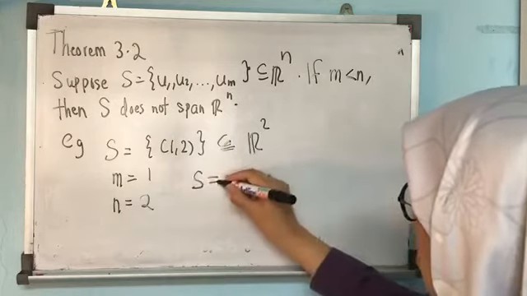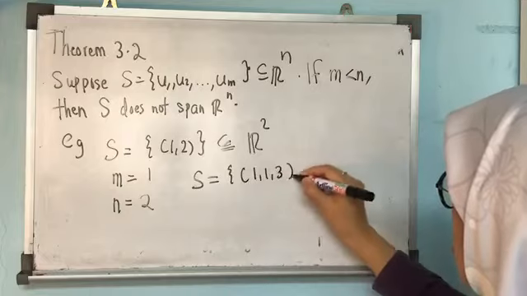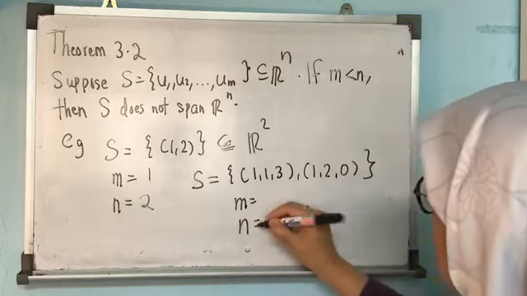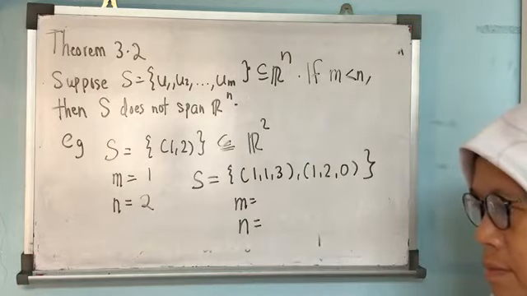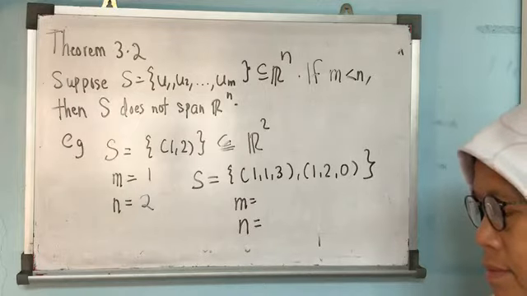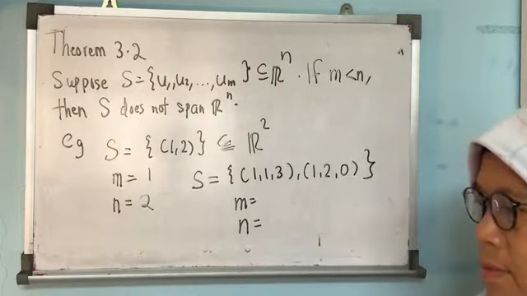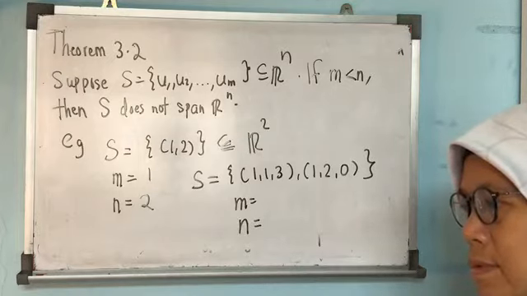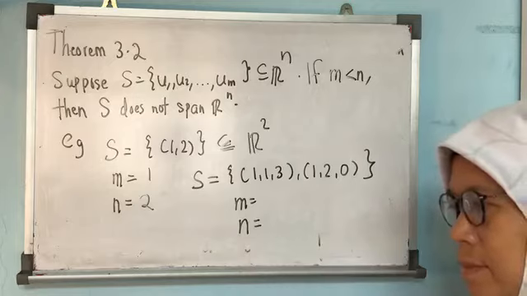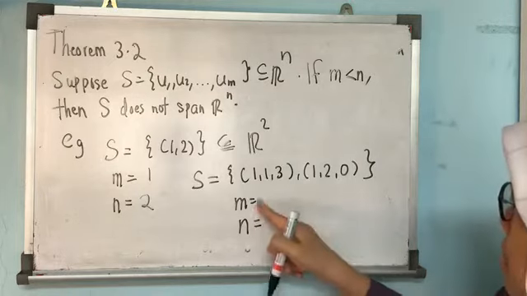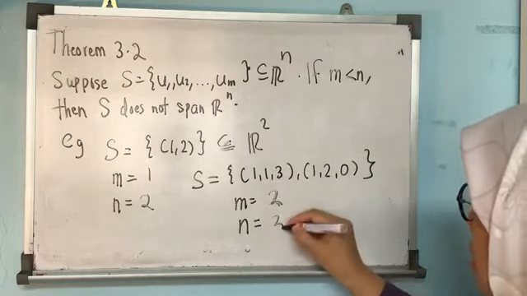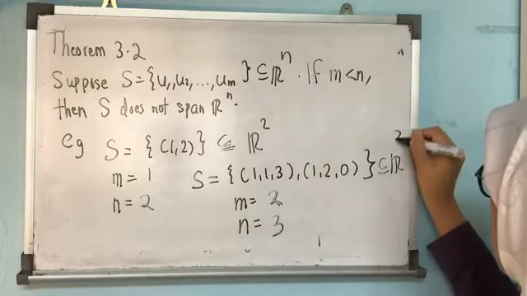Another example. What is the M and what is the N for this one? M is the number of vectors. M is 2, N is 3, because this is in R3.